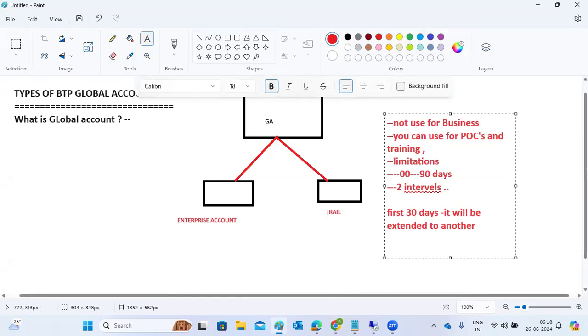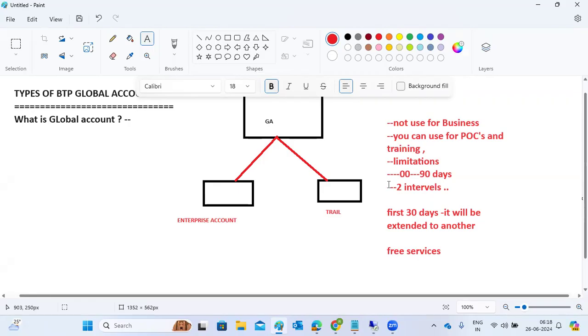In the free trial accounts, you will only get the free services. But in the enterprise account, you get the free plus the paid services. In the enterprise account, it is not only chargeable; you can also use the free services. The trial account is for testing scenarios and everything, so you can use it for that here.